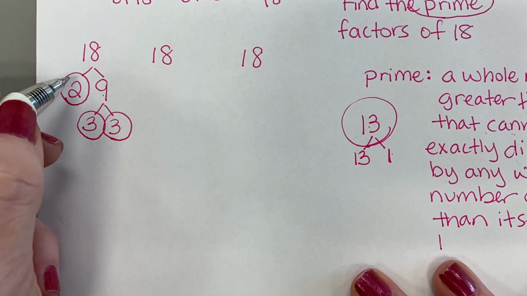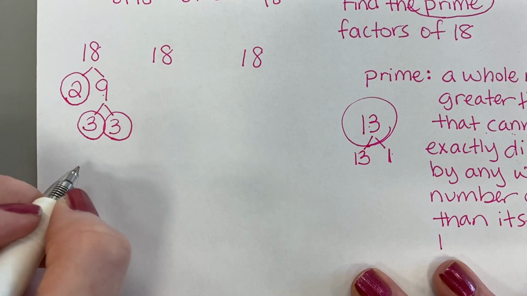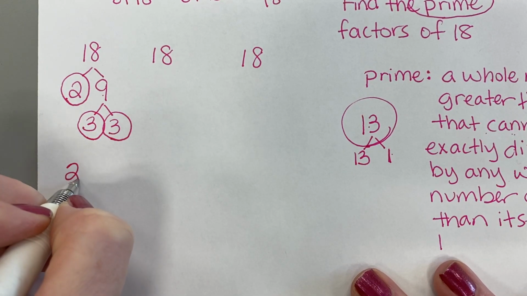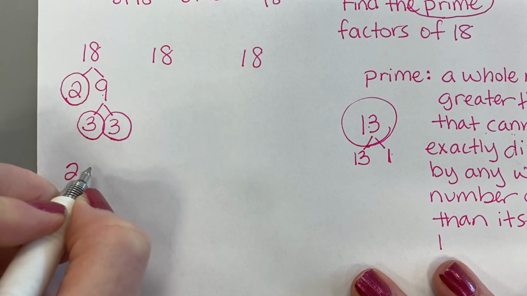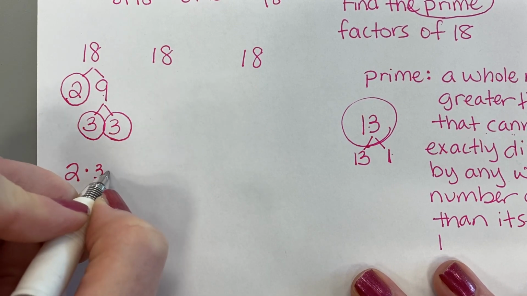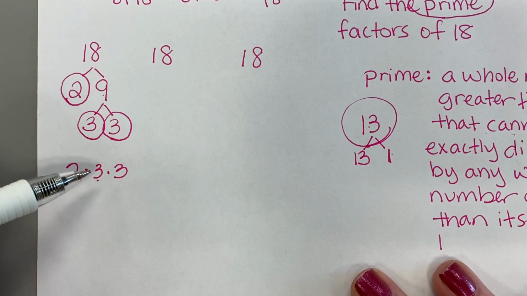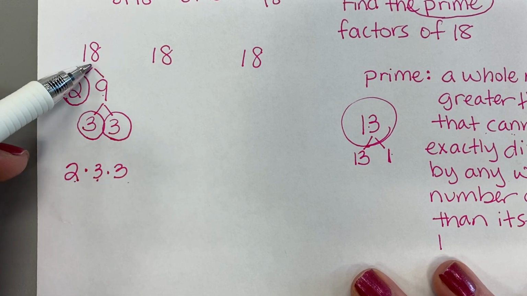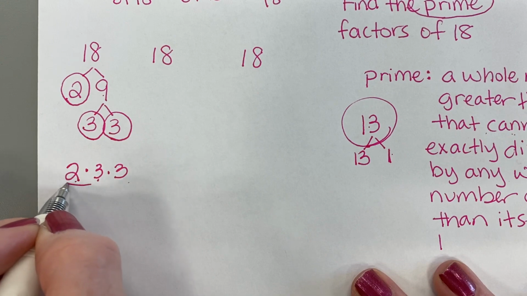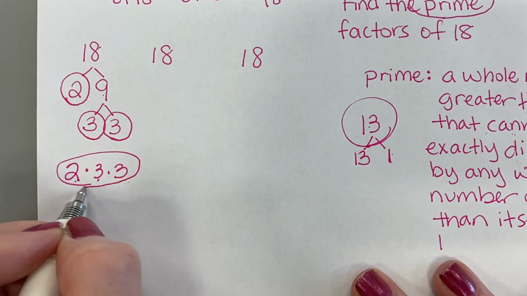So if I was going to write 18 as a product of prime factors, I would write the 2 times the 3 times the 3. And watch. 2 times 3 is 6, and 6 times 3, back to 18. These are the prime factors of 18.